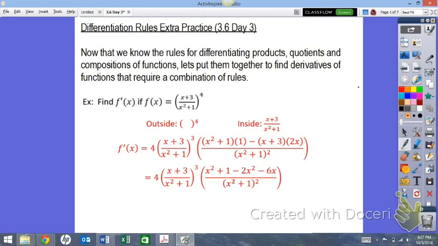And so that leaves me with x squared plus 1 minus 2x squared minus 6x all over x squared plus 1 quantity squared. And then the very last step, I just need to combine like terms. So that's 4 times x plus 3 over x squared plus 1 quantity cubed. And then I end up here, once I combine my like terms, I had an x squared minus 2x squared, so that gives me a negative x squared, and then minus 6x plus 1 over x squared plus 1 quantity squared.